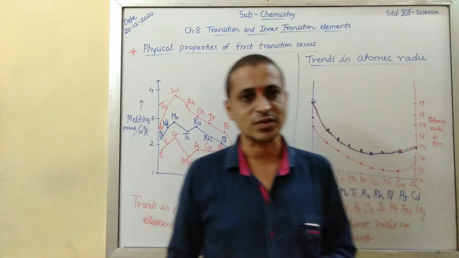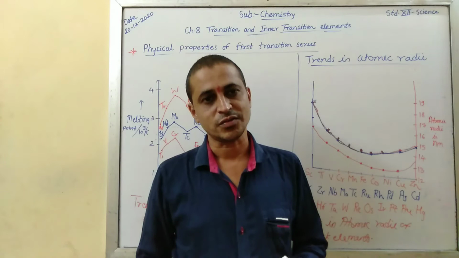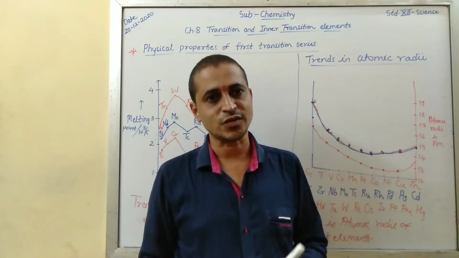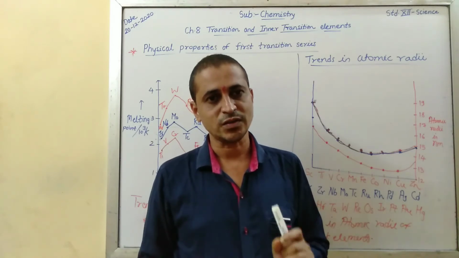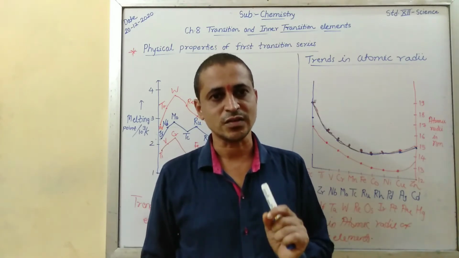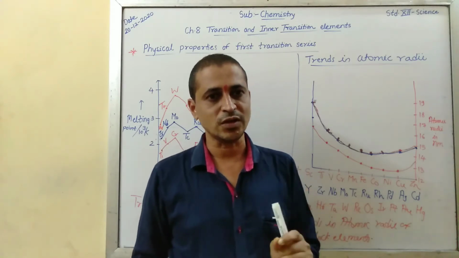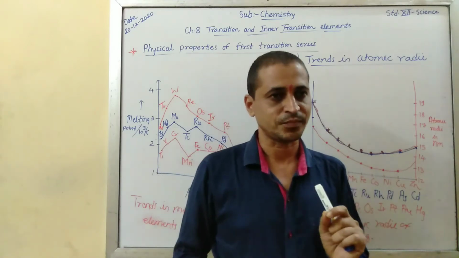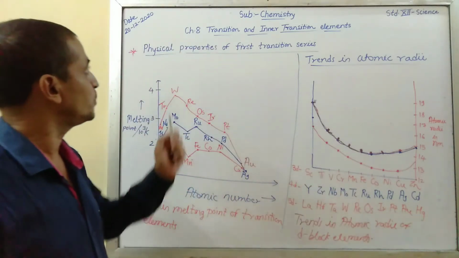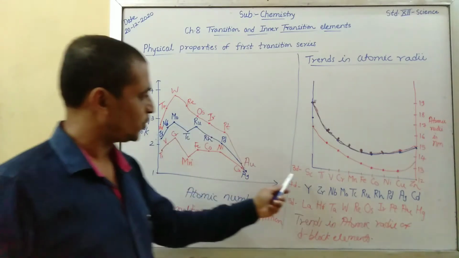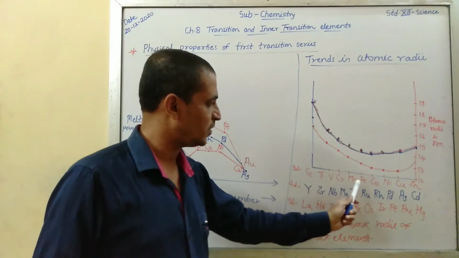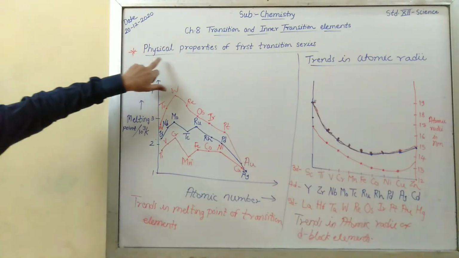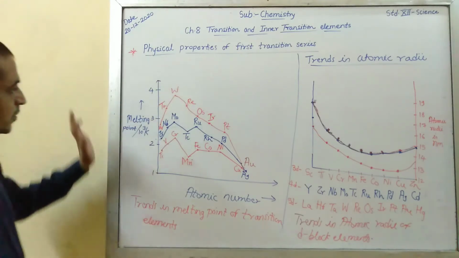In the previous lectures we have started chapter number 8, transition and inner transition elements. We have studied the oxidation states of the first transition series. Today we are going to study the physical properties of the first transition series. You know that the elements belonging to the first transition series are scandium, titanium, vanadium, chromium, manganese, Fe, cobalt, nickel, copper and zinc. Now come to the point, physical properties of the first transition series.